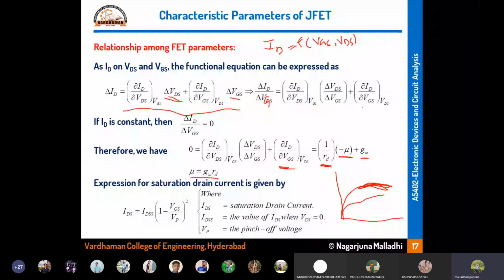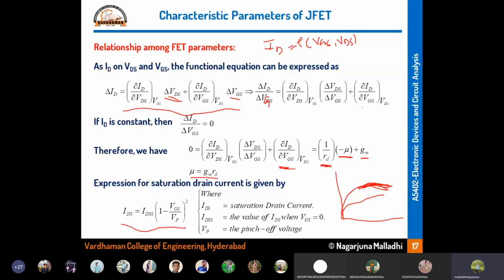The expression for saturation drain current is given by, so there is no derivation part and no proof for this equation, but this is a fixed equation: IDS is equal to IDSS into (1 minus VGS by VP) whole square. This is the one and only equation in the third module. So if a question comes in any numericals, that numerical problem will be based on this formula only. Only one equation in this entire third module, JFET and MOSFET together.